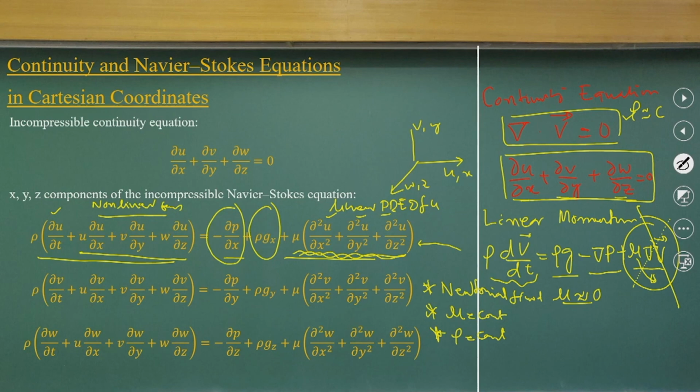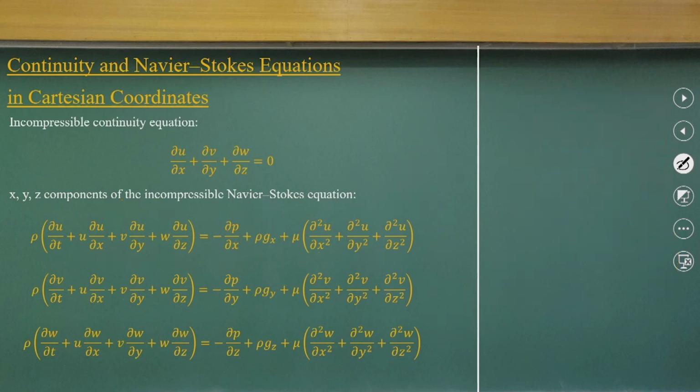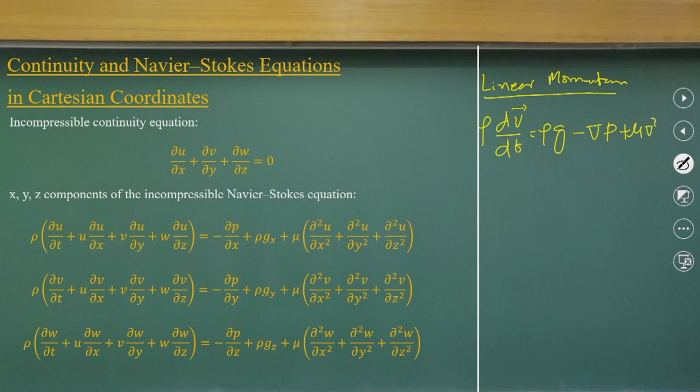If I rewrite again the linear momentum equations, in vector form what we get is rho dv by dt, the acceleration component, equal to minus rho g del phi, plus the Laplacian operator of v. This was the vector form of the linear momentum equations.